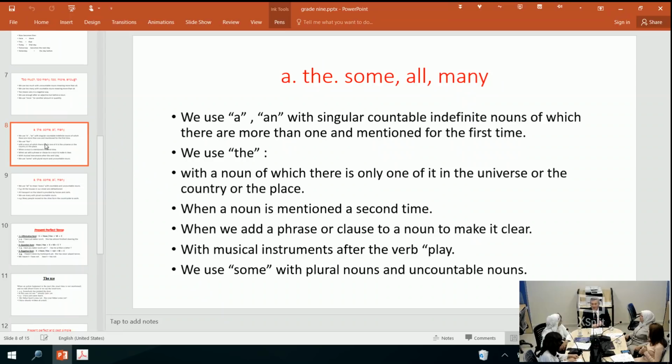There are many choices. So when there is only one, this is the first use of the following use, Miss Hanadi. When a noun is mentioned a second time. For example, I have a car. The car is red. Here, first we mention it for the first time, and then for the second time.